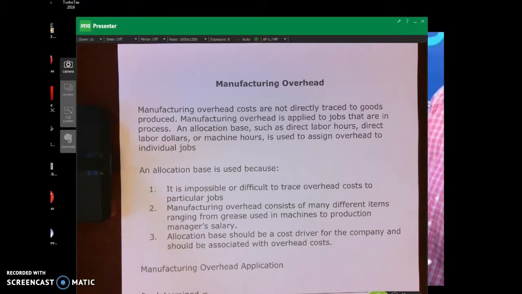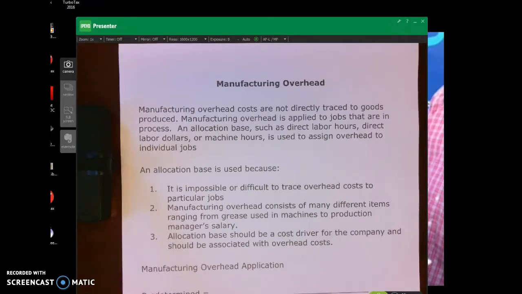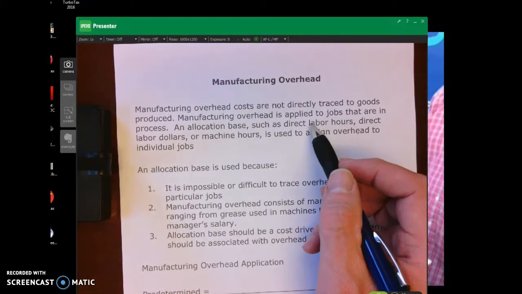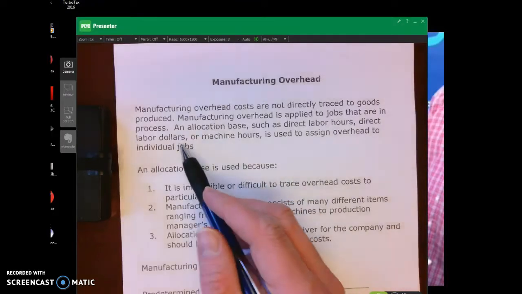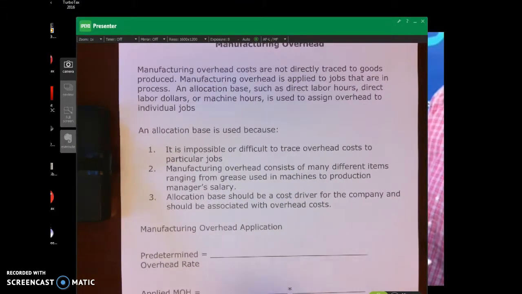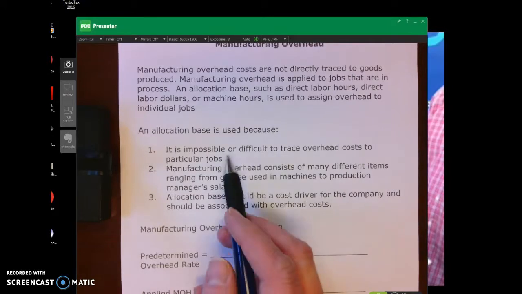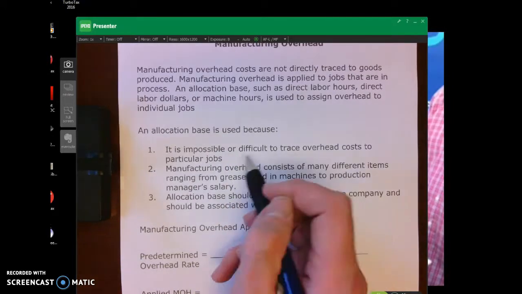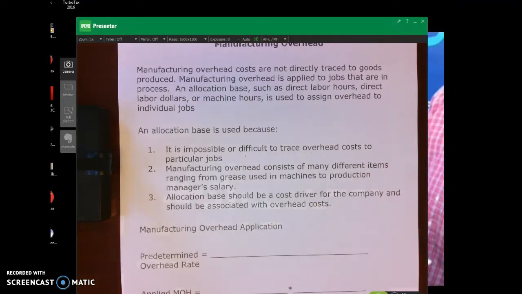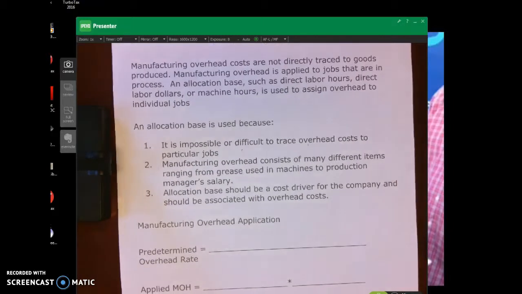However many roommates, you take the total utilities cost divided by the number of roommates, and that gives you the utilities cost per person. We're going to do something similar here, but we're going to calculate it out using a base such as direct labor hours, direct labor dollars, and machine hours. Okay? And the reason that we have to use that allocation base is because it's an indirect cost, which means it's very difficult to directly trace overhead costs to each job. Okay? So we have to use an allocation base.